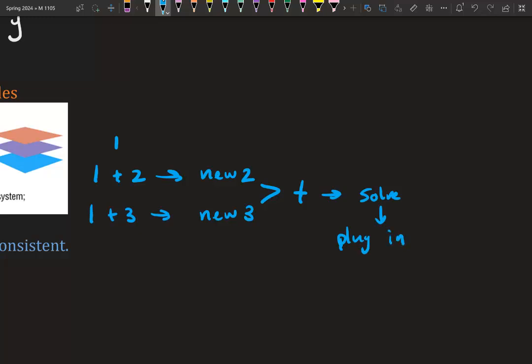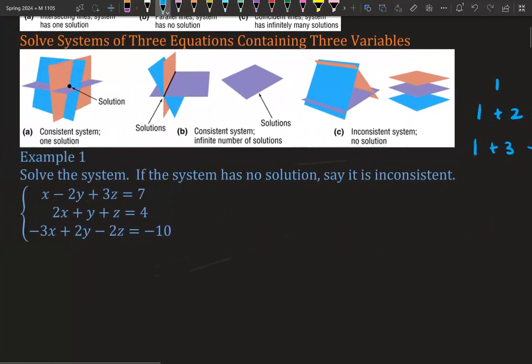Okay, so this is the system. Again, it's going to make no sense until we actually do it. So you have 1, 2, and 3 equations. 1 is just 1. You take 1 and 2, you add them to get something called new 2. You take 1 and 3 and add them to get something called new 3. After you get your new 2 and your new 3, you add those, you solve, you plug in. It's going to make no sense until we actually do it, so just bear with me.